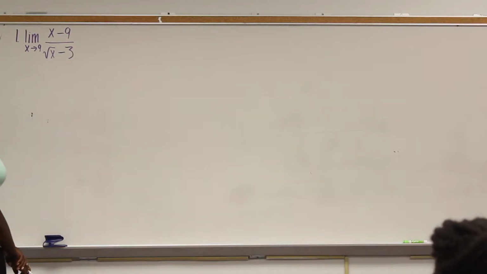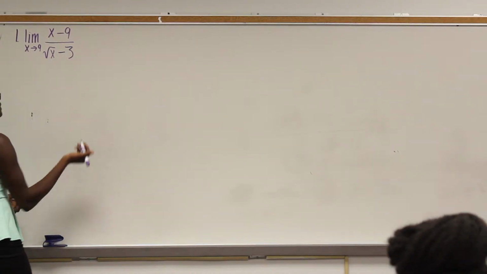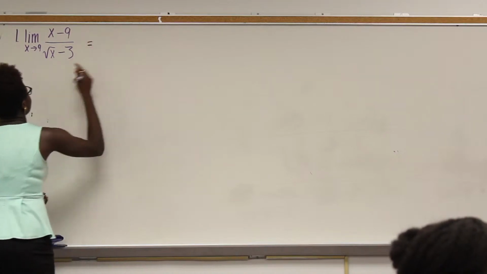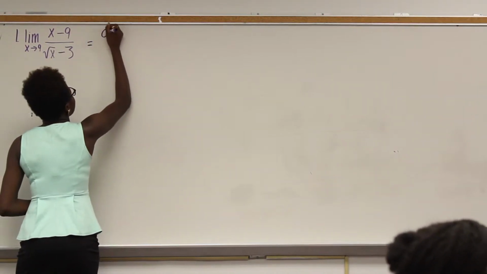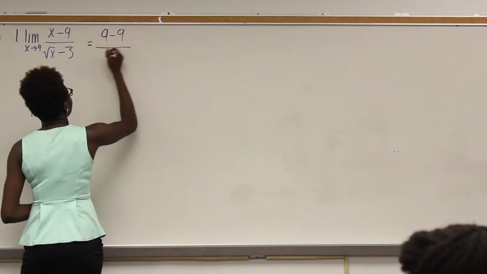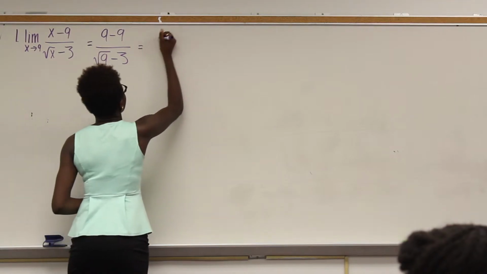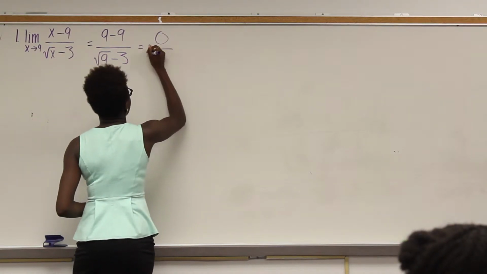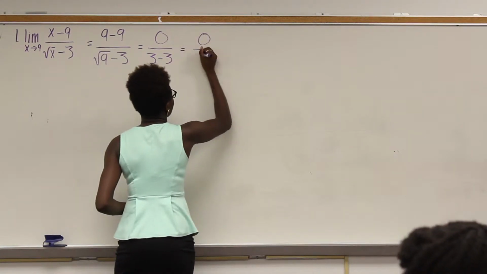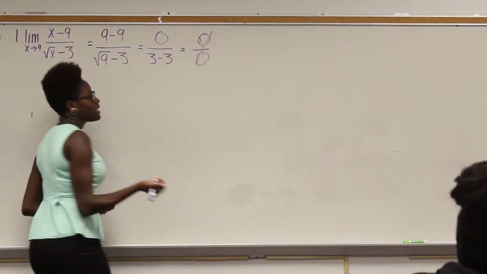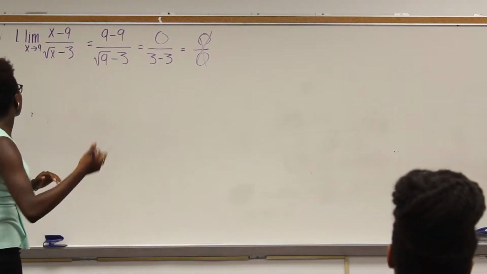So the question is, find the limit as x approaches 9 for the function here. The first thing you do is attempt to find the limit by just plugging in 9. 9 minus 9 gives zero over 0, and you can't have that. So the next thing we could try to do is make the function look different.